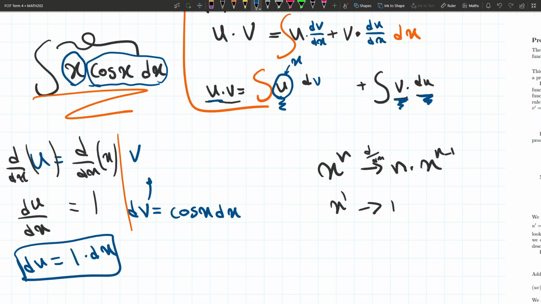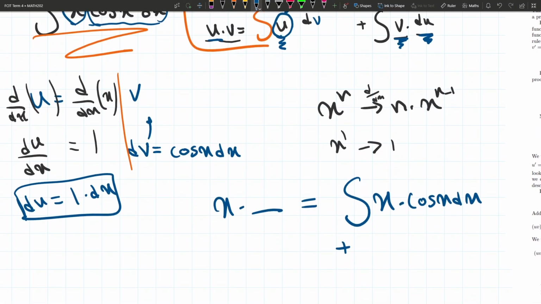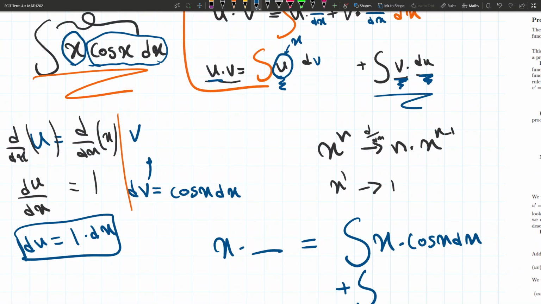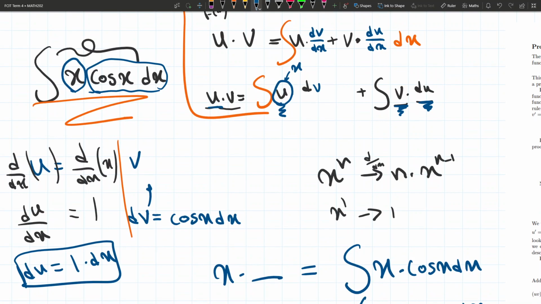So we have u is just x. So we could say x times, now v we still don't know, is equal to the integral of u, which is x, times dv, which is cosine x dx, and then plus this other integral. So we want to find this other integral. v, as I said, we still don't know. du is going to be 1 times dx. Now how would we find v? We have dv and we want to find v. So we could bring dx to the other side. dv over dx is going to be equal to cosine x.